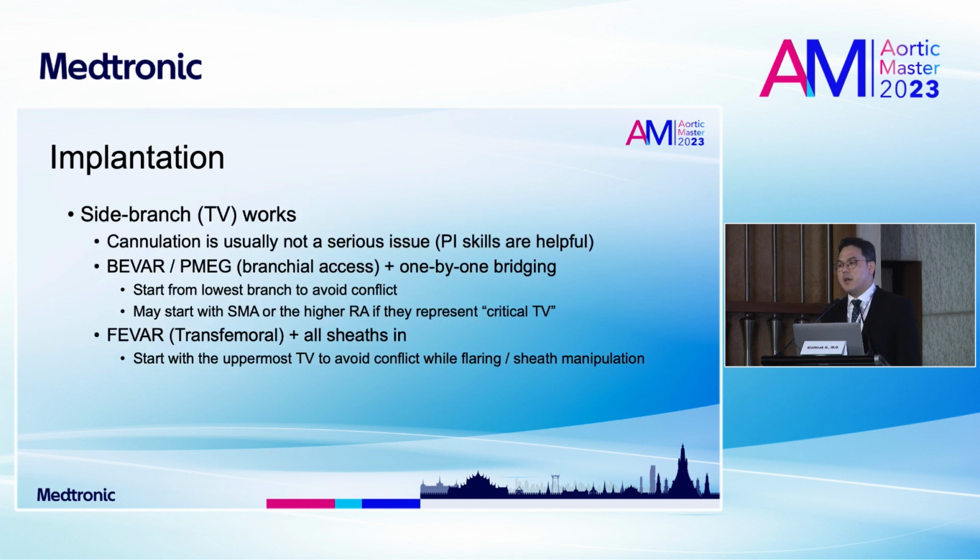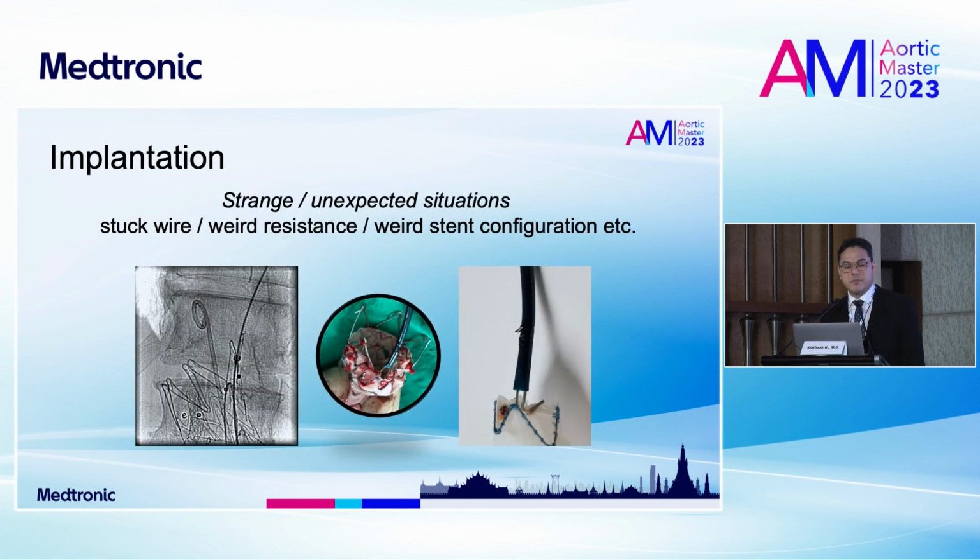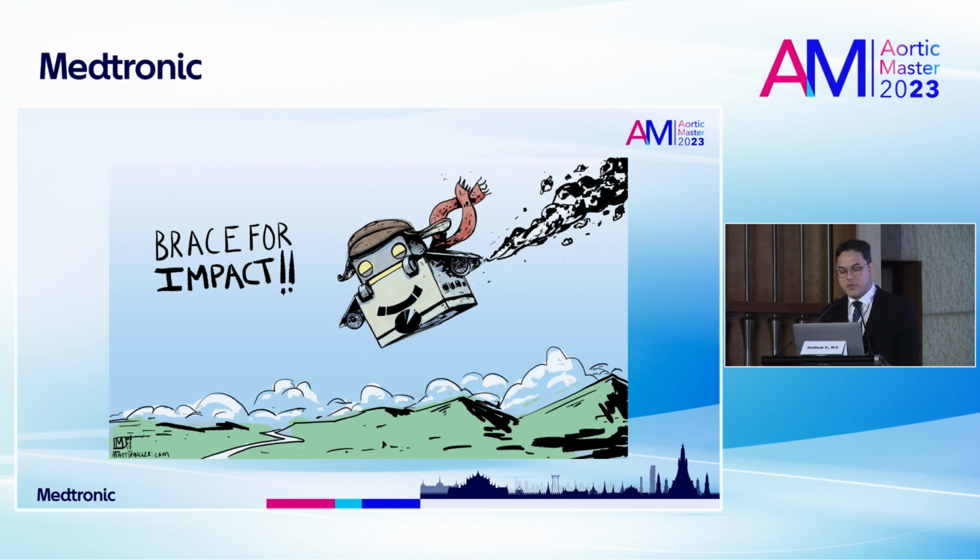With the side branch, I think that we know a problem for the new generation surgeon is to have the skill for that, and then do the branch. If you do from the arm, do from the branch, start with the branch below first to avoid some conflicts and also obscuring the field. For the femoral, that do transfemoral, start with the uppermost first. And then prepare for some strange and some unexpected situations, like a stuck wire with the wear-resistant stent configuration. So just think about the things that can happen later and brace for that impact for sure.